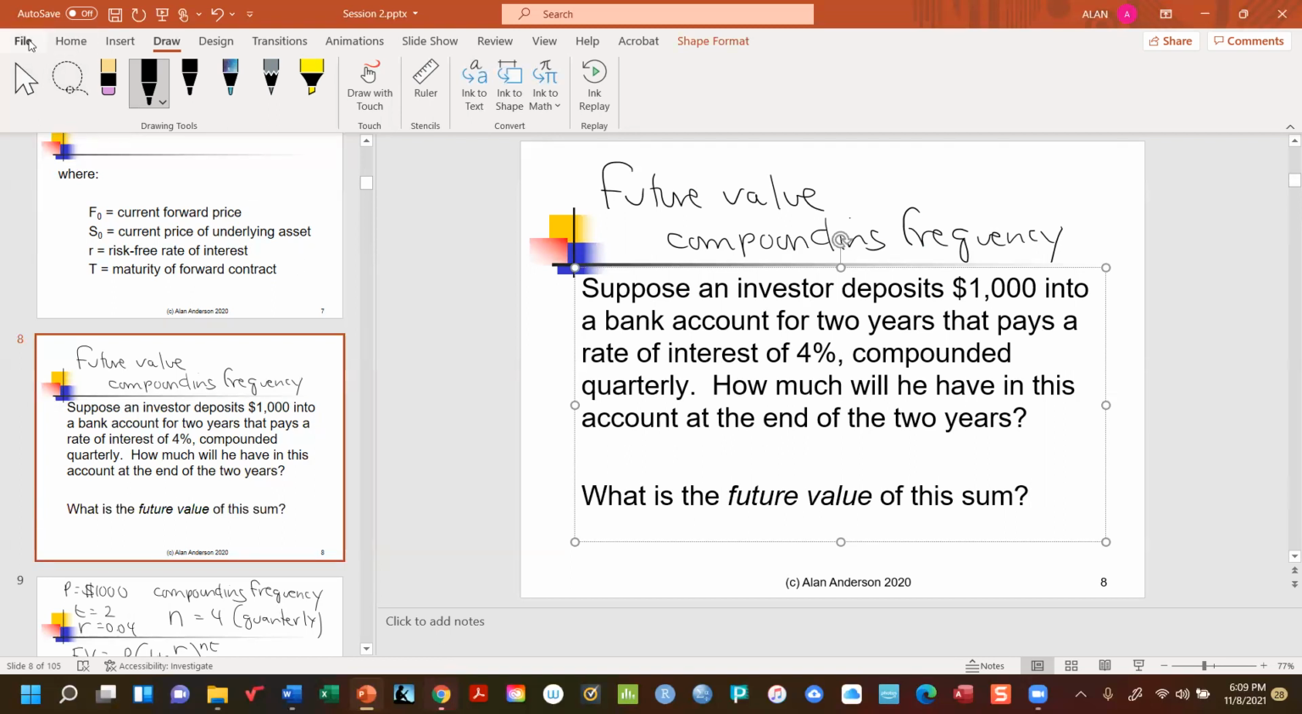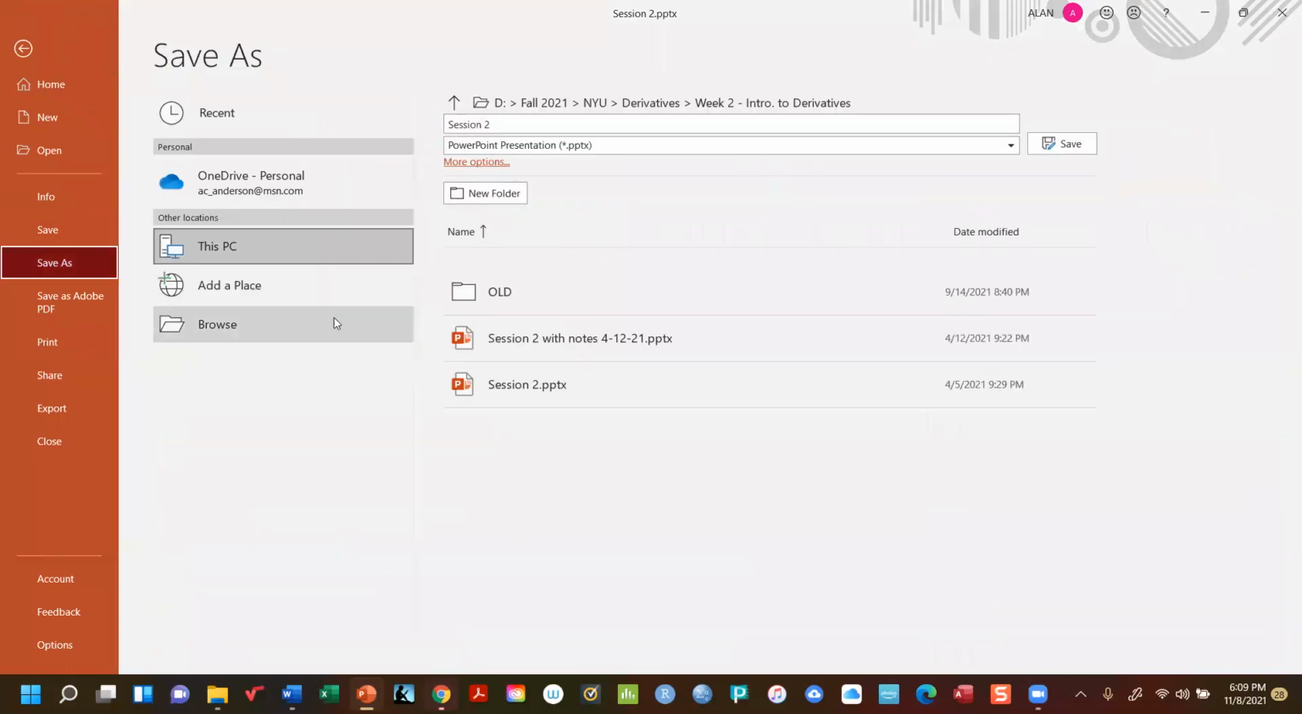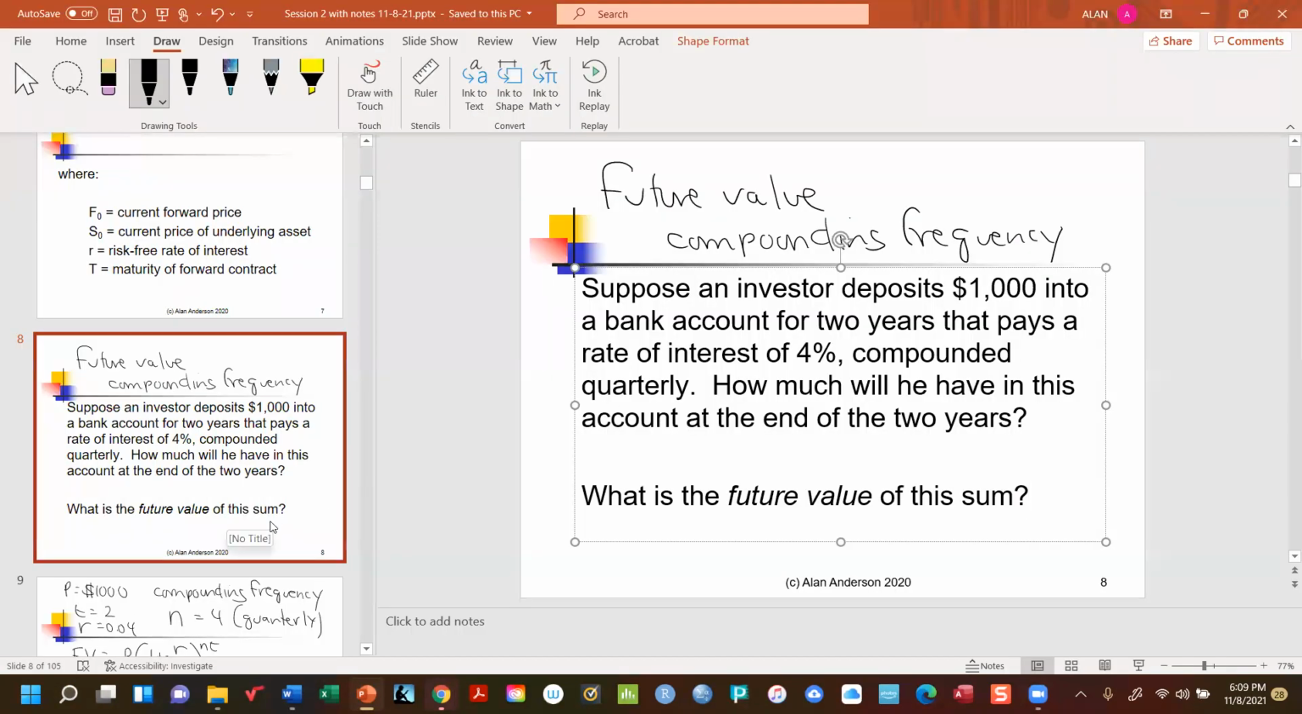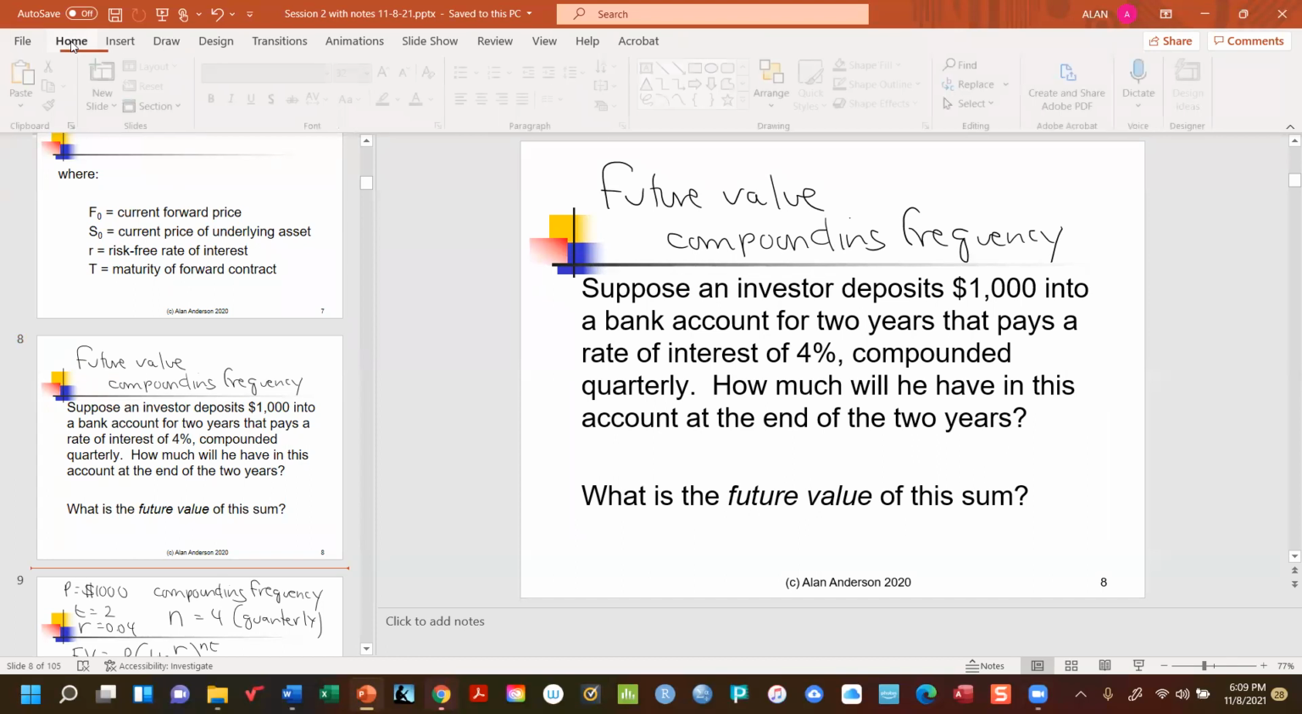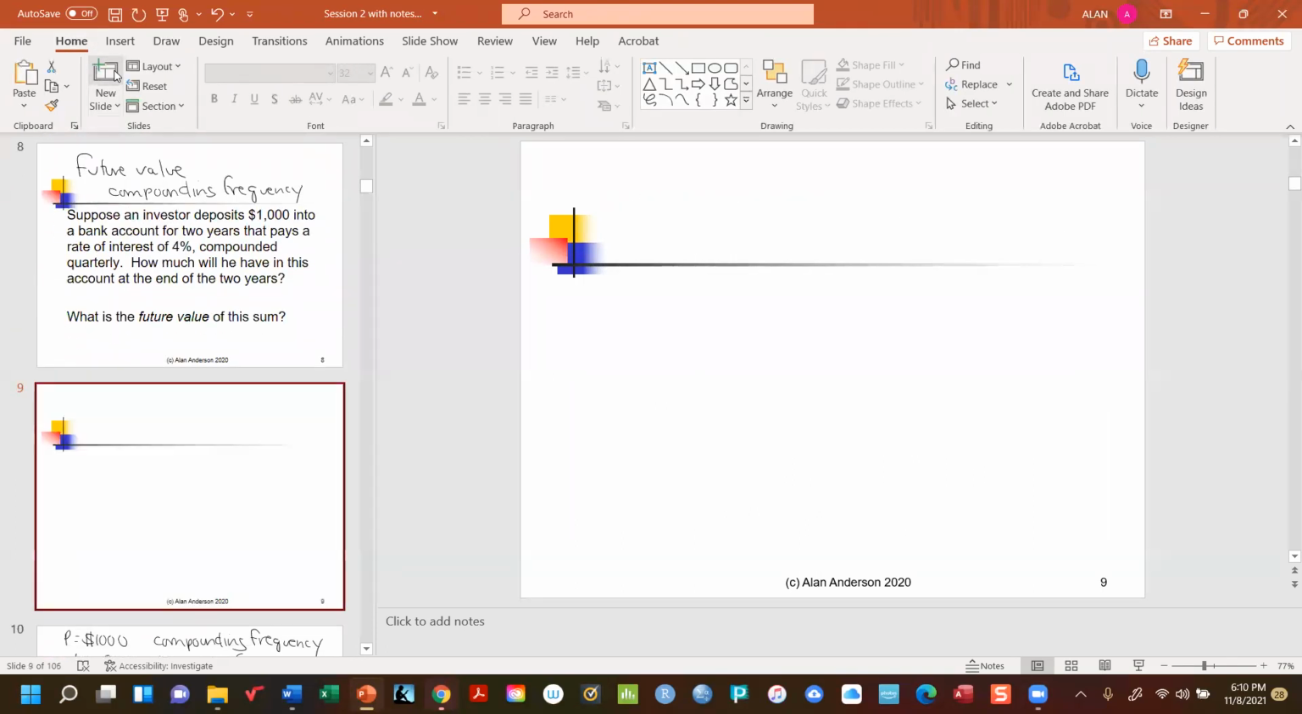So how would you figure that out? Well, there's a couple of ways we can go about this. So let me show you one way we could do this. And you'll agree that this is a fairly time-consuming process. What I could actually do is say, well, all right, I've got $1,000. And every quarter, yes, I'm going to earn 1% on the outstanding balance. And this is going to happen 8 times over the next 2 years.